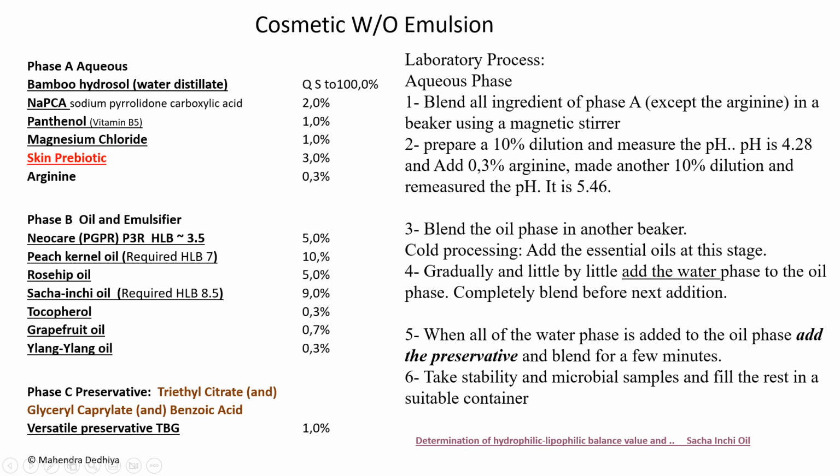Oil phase is prepared in a separate beaker, and gradually water phase is added into oil phase so that water globules are made and they are stabilized by the emulsifier PGPR. The preservative is added at the end, and the stability samples are taken and microbial samples are taken, and rest of the product is filled in suitable containers.